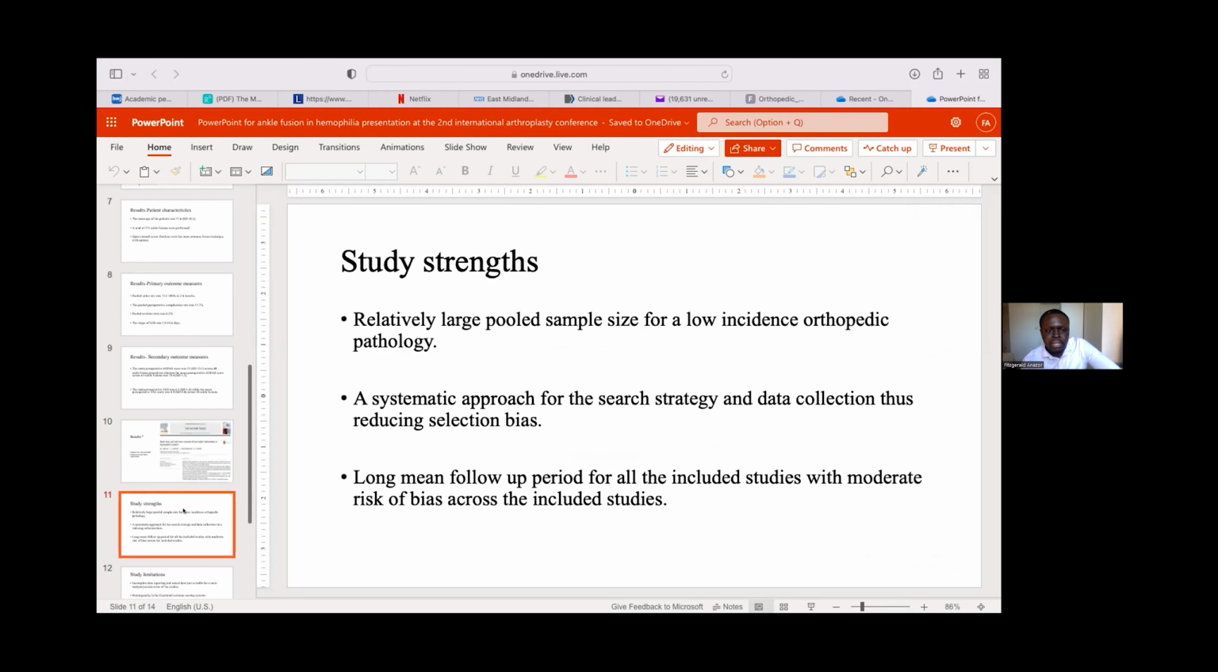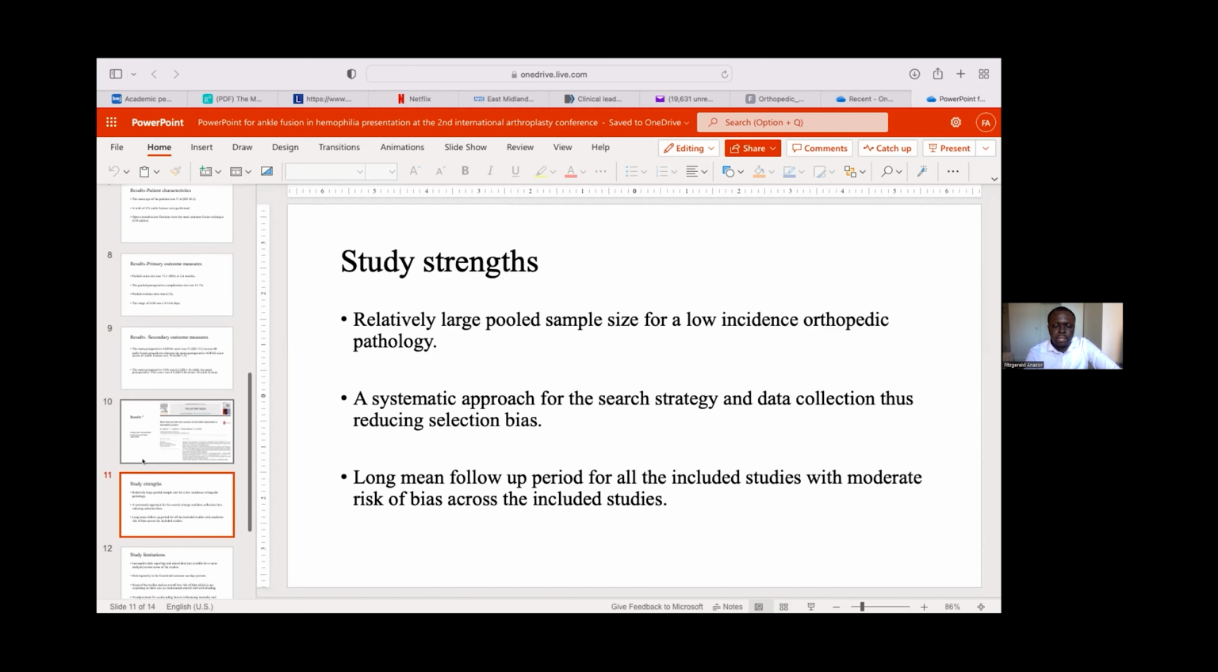If you look at the strengths of this summary review, we had a relatively large pool sample size, considering the fact that hemophilic ankle arthropathy, when compared to primary osteoarthritis of the ankle, or rheumatoid arthritis, or other causes of arthritis of the ankle, the incidence of hemophilic arthropathy is low compared to these other disease pathologies. So this sample size of more than 250 is quite relatively large. We used a systematic approach, as mentioned, adhering to the PRISMA guidelines.